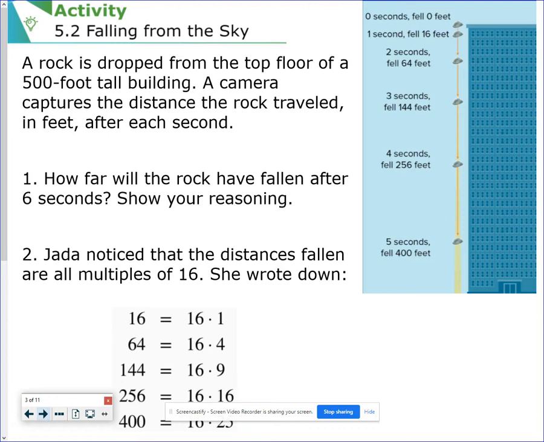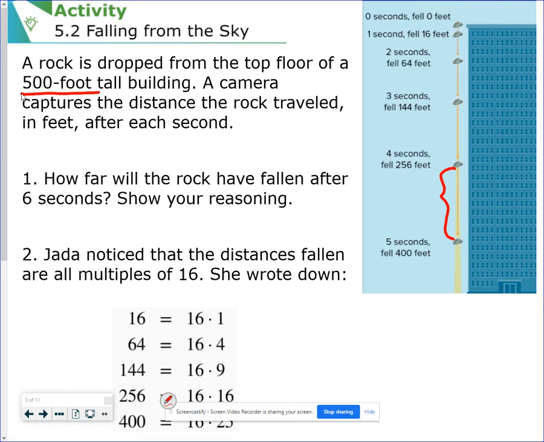So the first question here is, how far will the rock have fallen after 6 seconds? This is kind of a trick question, right? In this picture already, I can see that at 5 seconds, it has fallen 400 feet. But remember, this is only a 500-foot tall building. So there's only 100 feet left. This is more than 100 feet that it fell here. So I know it's going to fall even farther than that during the next second, between 5 and 6 seconds. But the ground is only 100 feet away.